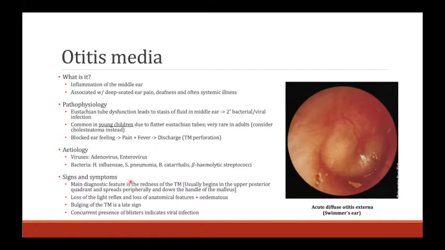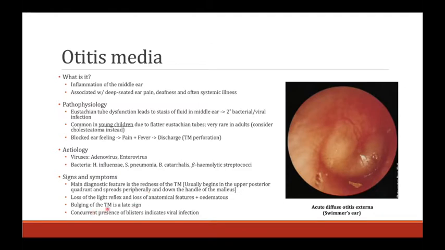But other things to consider are actual redness of the tympanic membrane, which typically begins in the upper outer quadrant and spreads more peripherally and down the handle of the malleus. You also get a loss of the light reflex. So typically when you turn on an otoscope and shine a light into the tympanic membrane, you get a little bit of the reflection of light back into your eye. And this won't be seen as well in otitis media, because of all of the fluid that's starting to accumulate there, secondary to the infection and inflammation.